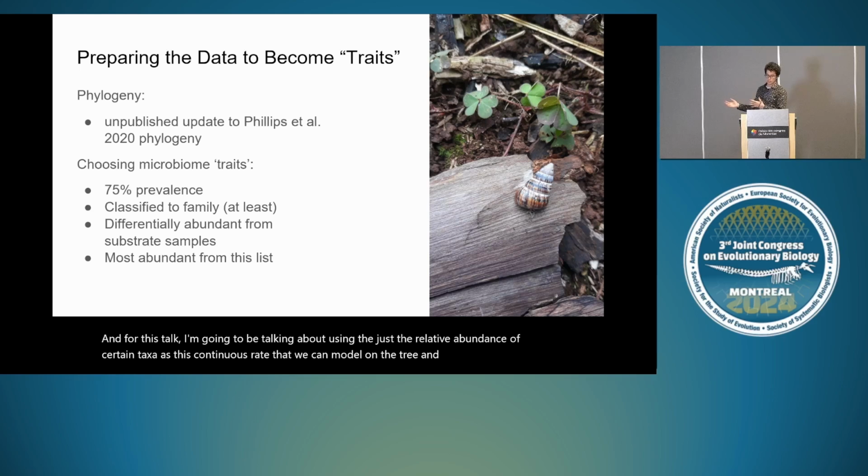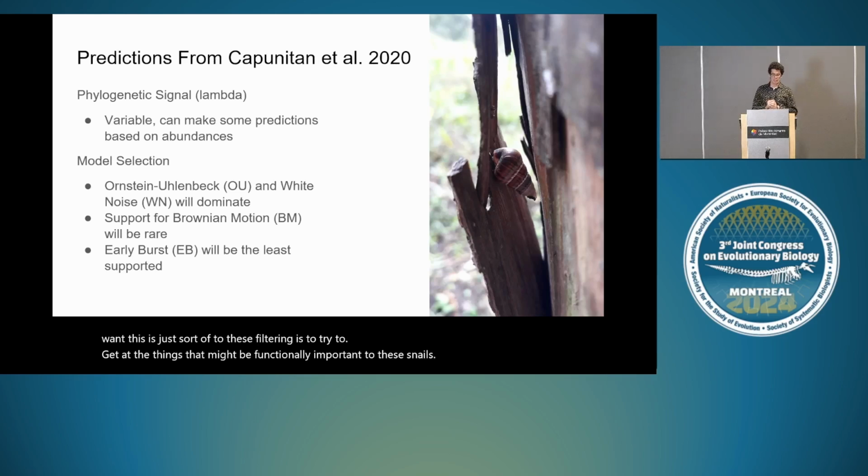And so we're using this updated phylogeny from our lab as the tree, and then to choose which taxa to use, we made sure that they were at least in 75% of our snails. They are classified to family at least, and then they're differentially abundant from the substrate samples. And the reason for this filtering is to try to get at the things that might be functionally important to these snails. We hope.